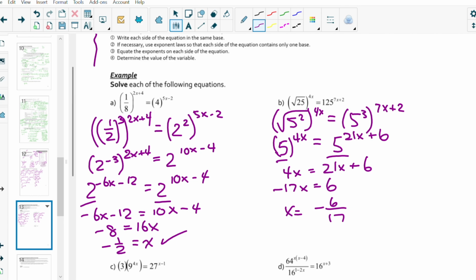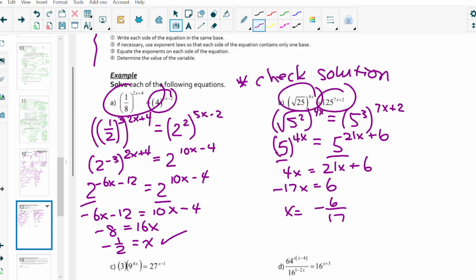Okay, we're not going to spend time checking the answers, but I would suggest check solutions on your calculator. Plug in the value of x and then evaluate each side. Okay, check solution on calculator. Okay.